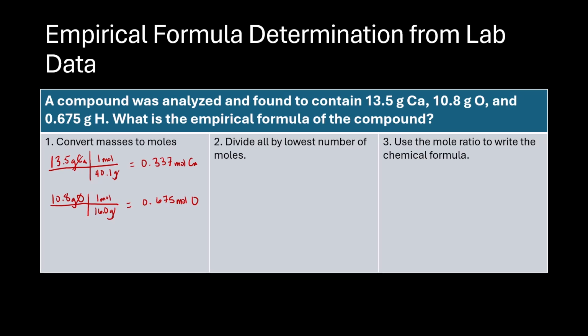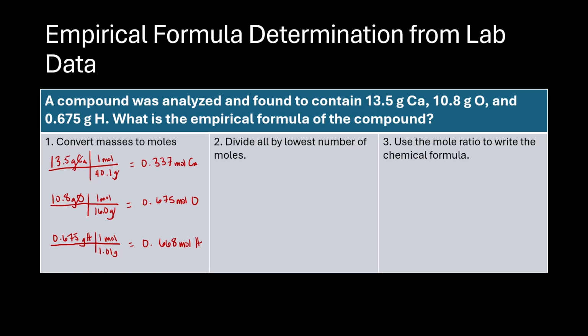The last thing that we're given is 0.675 grams of hydrogen. If I look at my periodic table, hydrogen has a molar mass of 1.01 grams for 1 mole of hydrogen. If I divide that out, I get 0.668 moles of hydrogen. Okay, I'm done with step 1 because I converted all of my masses to moles.